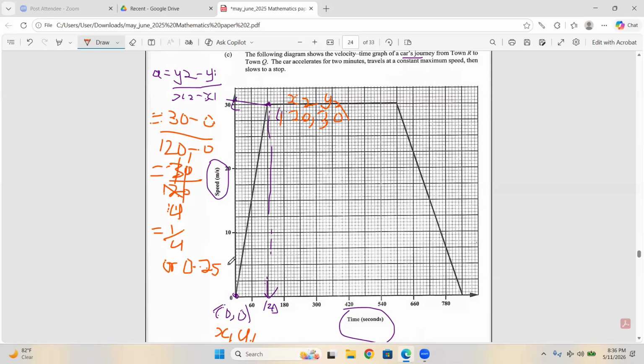And it will be in meters per second squared. But some people put it as ms to the negative 2. That's normally the unit you write acceleration in.